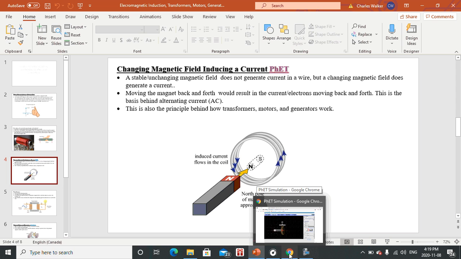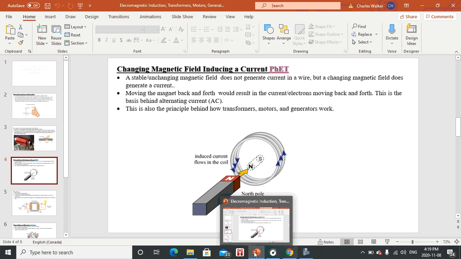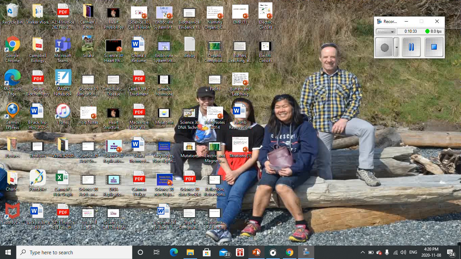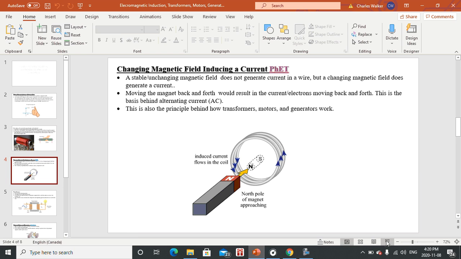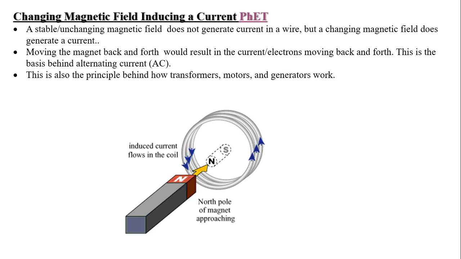So we'll take a look at a couple of other animations in there in a second, but let's go back to PowerPoint here. Continue on with the next slide. So, changing magnetic field inducing current. That is what we just saw, and that's what it's showing in this picture here as well. This again is the solenoid that we just saw in the animation. We're inducing or creating a current in the coil by moving the magnet back and forth.